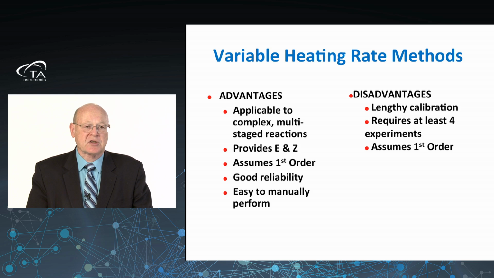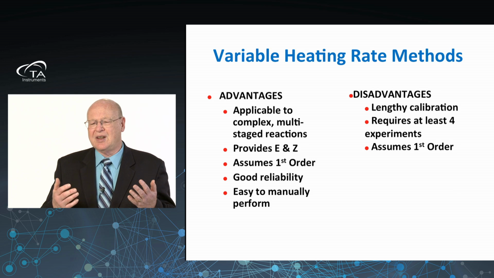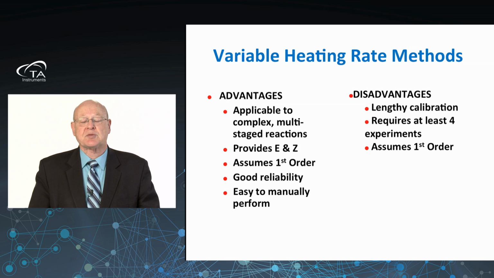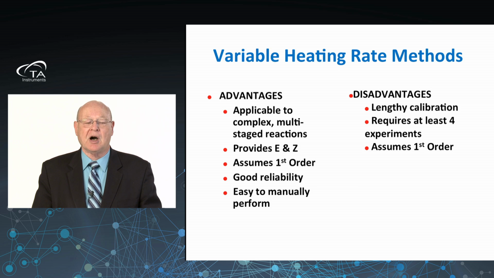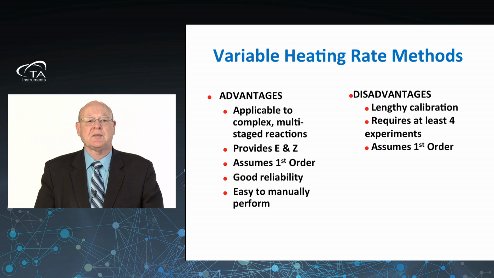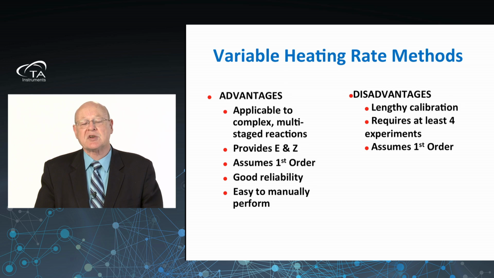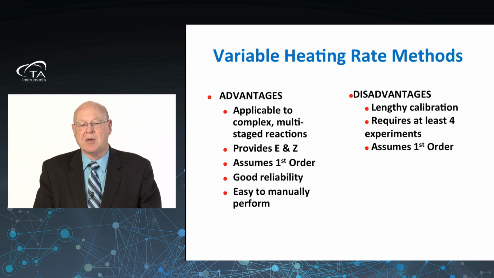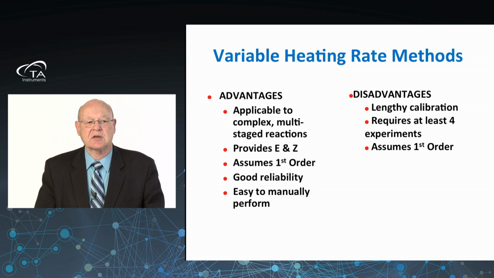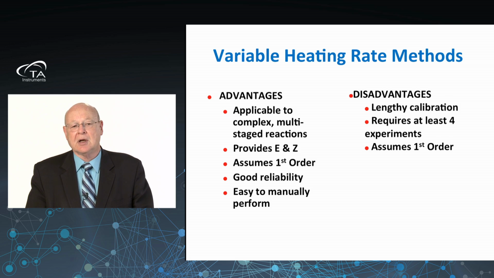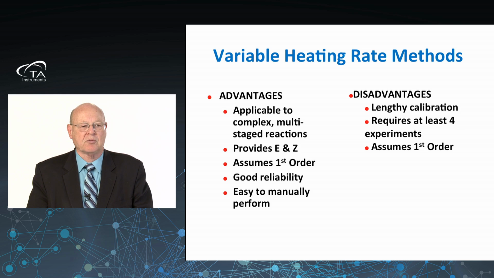Their disadvantages are that the calibration process is lengthy. Specifically, you have to temperature calibrate at each of the heating rates, and so that's a minimum of 4 calibration procedures, and if you use some additional heating rates, it could be even more. This requires a considerable number of experiments. The minimum is 4. I tend to prefer to do double that amount and perhaps even up to 10 experiments. And finally, the method assumes first order. For many decomposition reactions, this is quite acceptable, but it may not be for some other reactions.